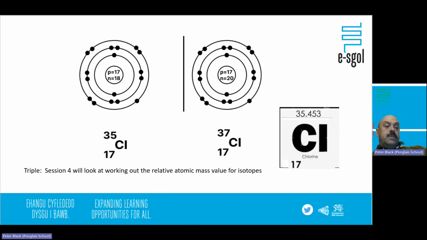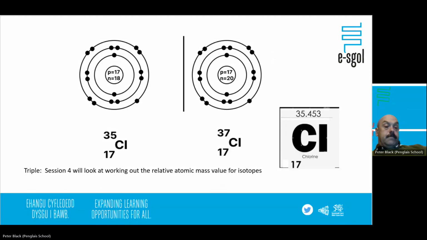Okay, so that's our isotopes hopefully covered. Just to reiterate, isotopes have the same number of protons and therefore the same atomic number, but different numbers of neutrons and hence different atomic mass values or mass numbers. If you are doing triple award, one of the things you'll be expected to do is see where this actual value comes from. There's a little calculation you can do. It's fairly simple, and I think we'll probably try and cover that in session 4, where we do some of the calculations with the year 10 chemistry.